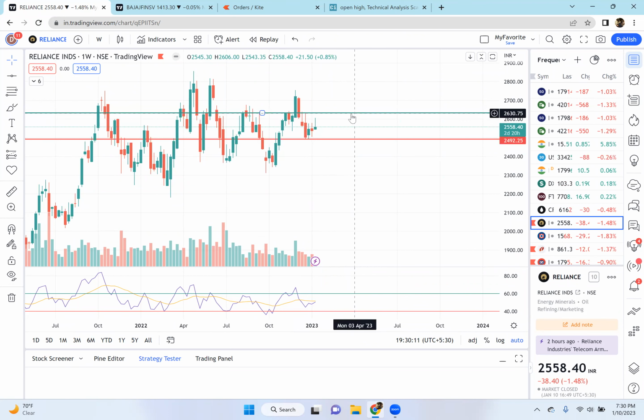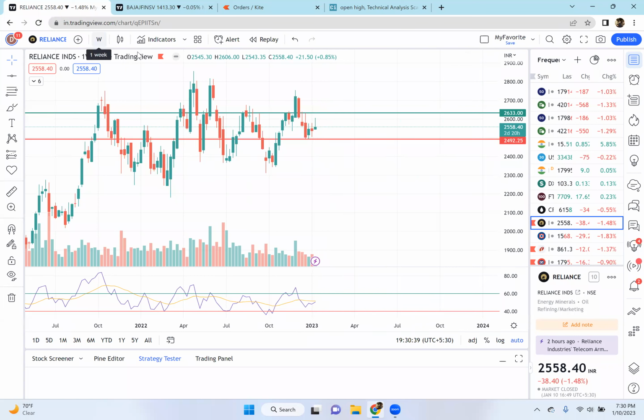Please watch these two levels on Reliance on a weekly basis. Whichever side breaks, you can be in that direction. If you are a person who only buys Reliance, then you will buy if the upside is broken. You will not do anything if the downside is broken; you will just watch it. But if you play in futures, you can short it as well.